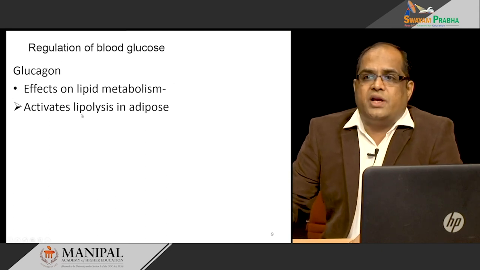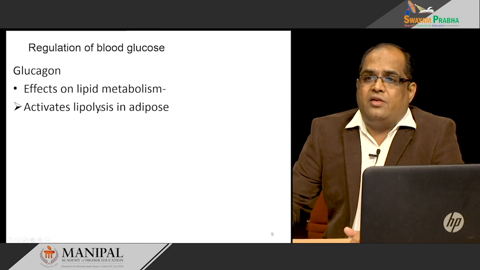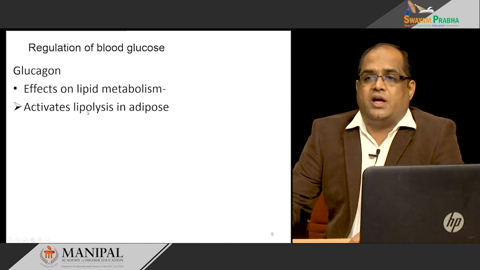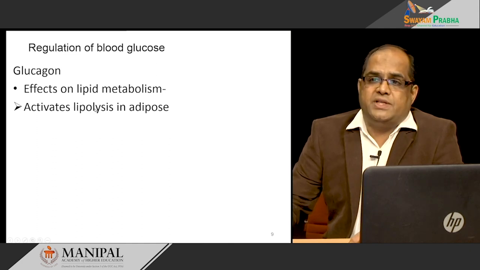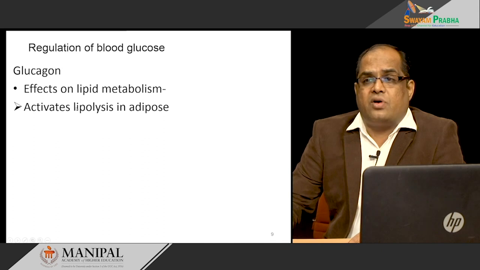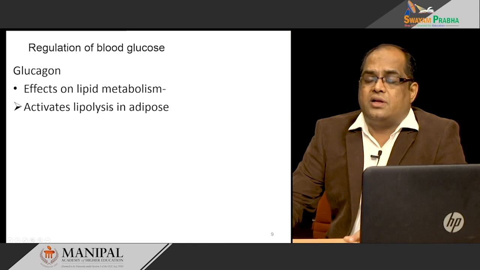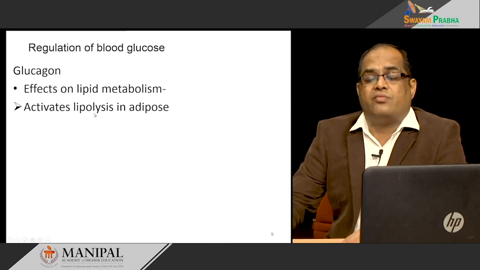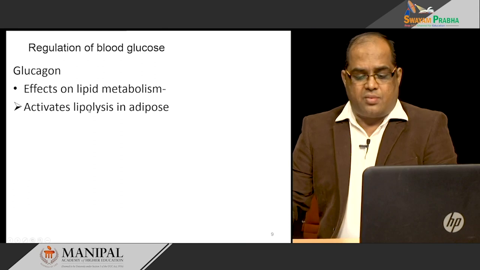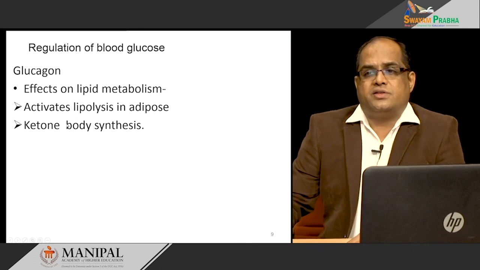Because there is a low energy state, glucose is produced in gluconeogenesis, but that is mainly for the organs which do not have mitochondria to utilize the acetyl-CoA. So, especially the RBCs and, in the initial period, the brain, are both dependent on this glucose. But for other tissues, glucagon helps in the breakdown of triacylglycerol and release of free fatty acids from the store, that is, the adipocytes. It activates lipolysis, and also it helps in the synthesis of ketone bodies.